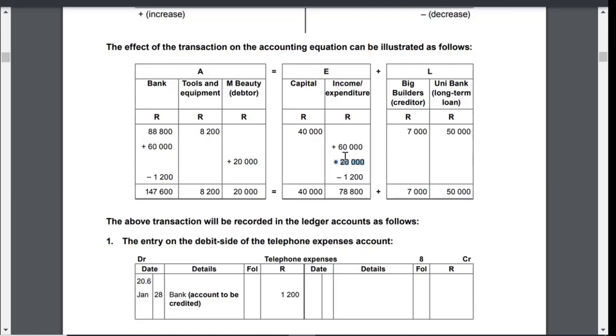Debit. I'm just going to repeat that. Make a note of that. If a company renders a service or receives income, that income will increase equity when you're doing the accounting equation. And when a company pays the expenses, those expenses will decrease equity. Now that makes sense.